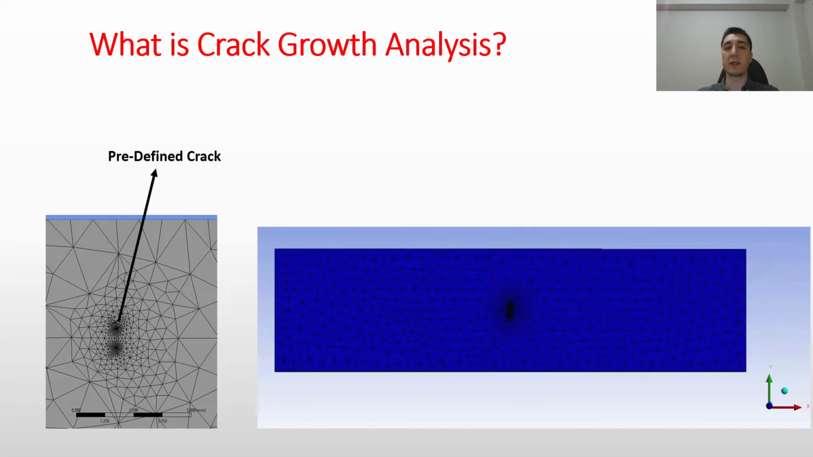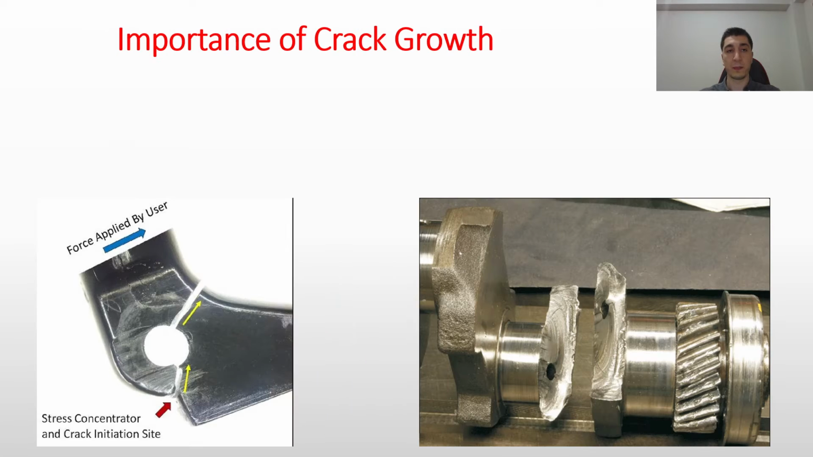So, let's start with what is crack growth analysis. According to the theory, first of all, there should be a predefined crack, and then we can have an analysis of this crack. The main point of this analysis is to see if the crack will grow or not, and also we can see the direction of the crack growth by using this analysis. So, crack growth is very important, as you understand from the pictures.